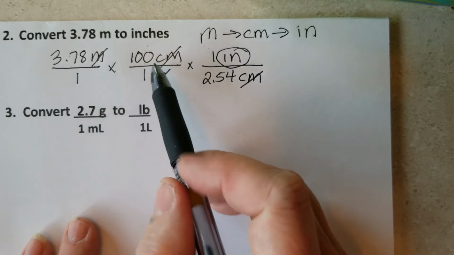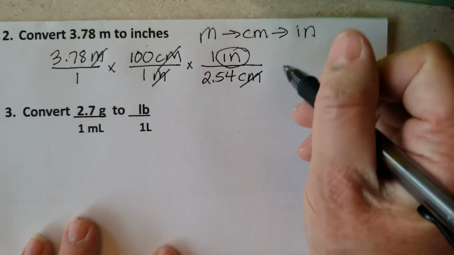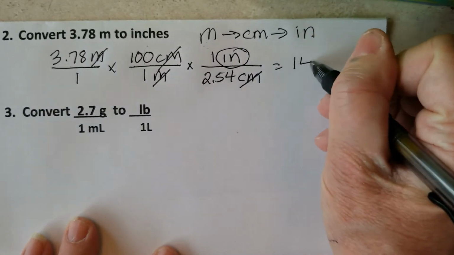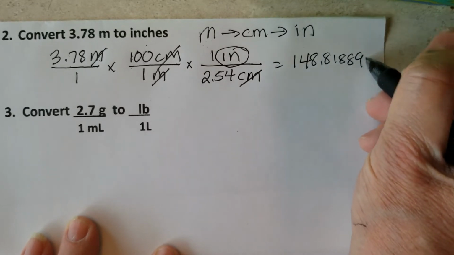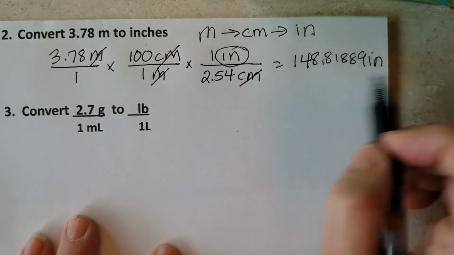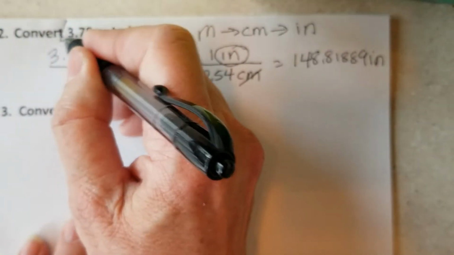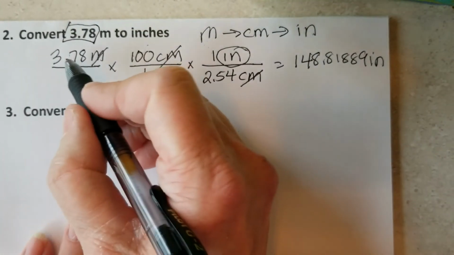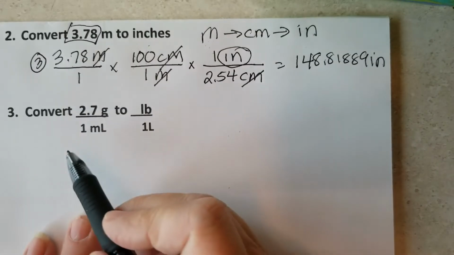3.78 times 100 divided by 2.54. And that gives me 148.81889, lots of digits, inches. But I can't leave it like that because that looks like I have a crazy amount of significant figures when I really don't. I started with 3.78 meters, and that's 1, 2, 3 significant figures. The 1 on the bottom doesn't count.